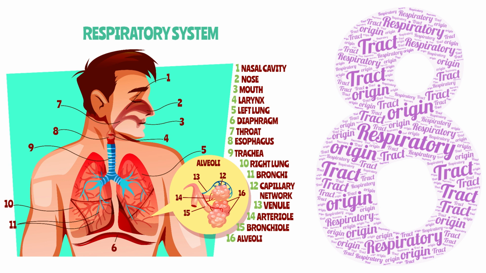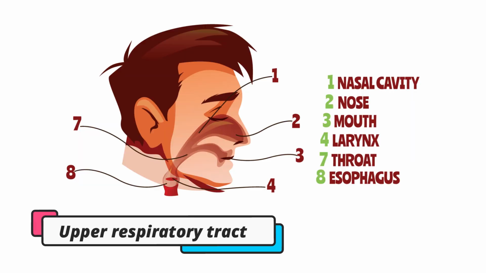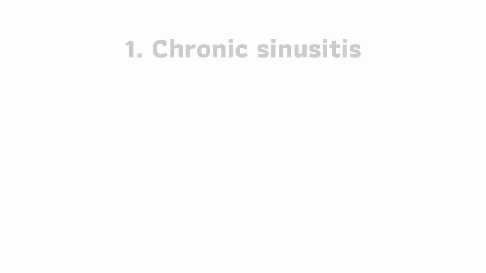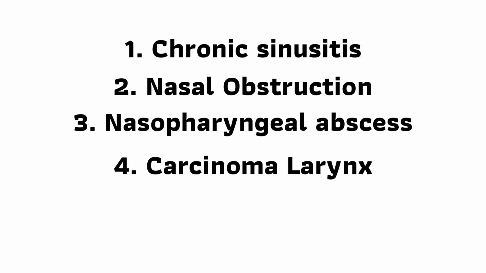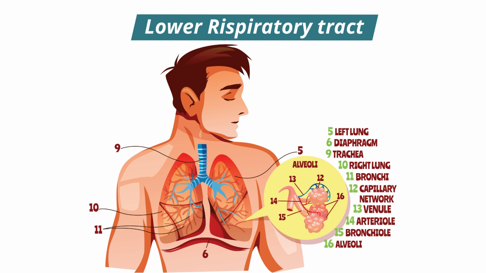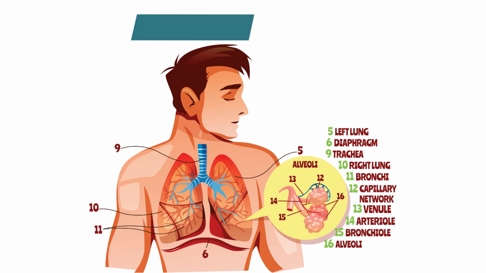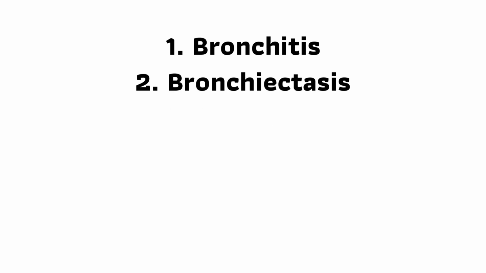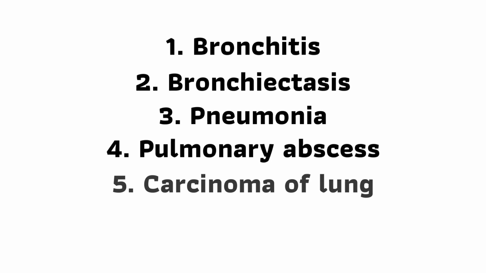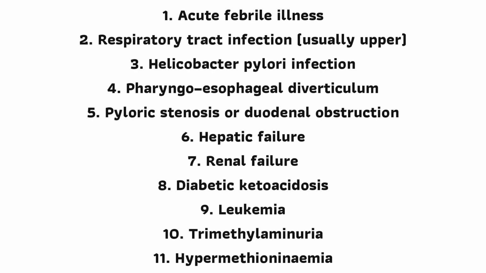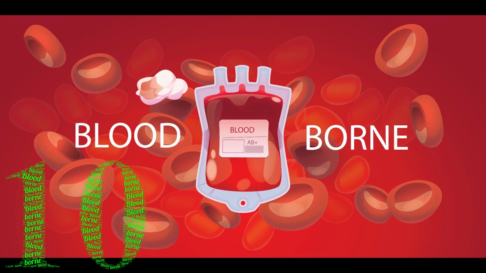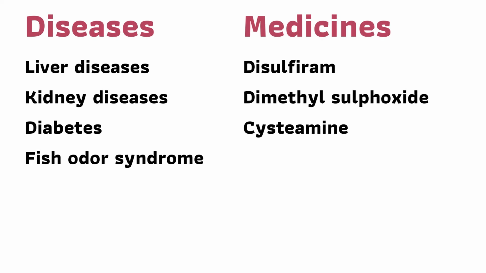Next is halitosis of respiratory tract. So upper respiratory tract reasons which can cause halitosis include chronic sinusitis, nasal obstruction, nasopharyngeal abscess, and carcinoma of the larynx. The lower respiratory tract infections or conditions that can lead to halitosis include bronchitis, bronchiectasis, pneumonia, pulmonary abscess, and carcinoma of the lung. Halitosis can also be caused due to certain systemic conditions which are listed here. Halitosis can also be bloodborne, which includes certain diseases. It can be due to medication, and also, as we have discussed, it can also be due to food.